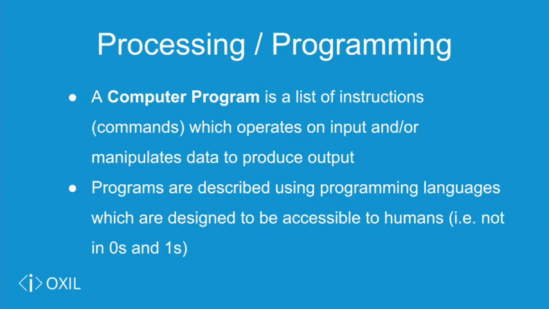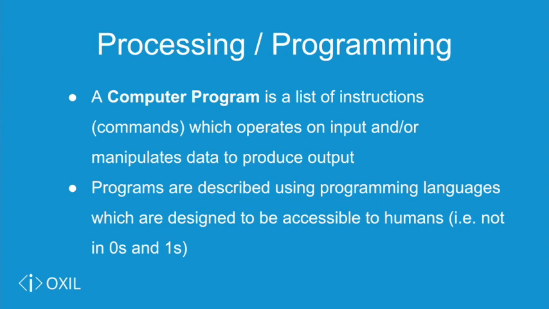And of course, the middle bit, the heart of software, is the idea of processing, and often we refer to that as programming. So at the basic level, a computer program is a list of instructions, or we often use the word commands, which operate on the input we've received and manipulate that input or data that's come into the system, and we produce some sort of outputs. That's the remit for a computer program.